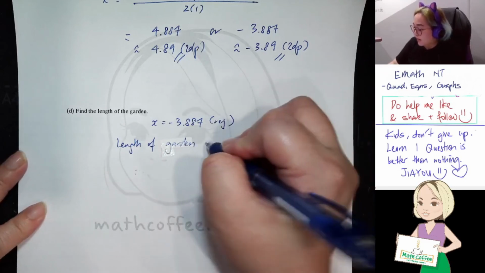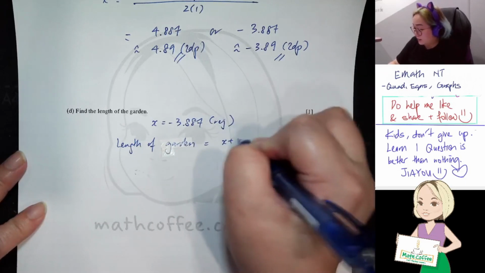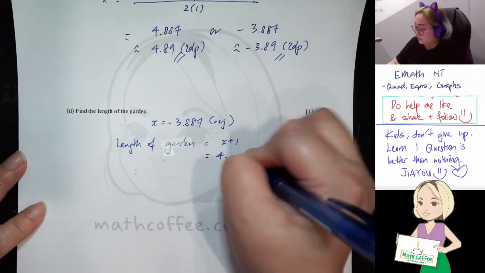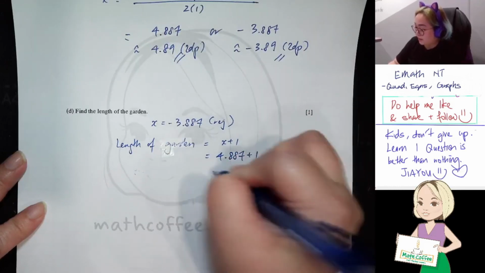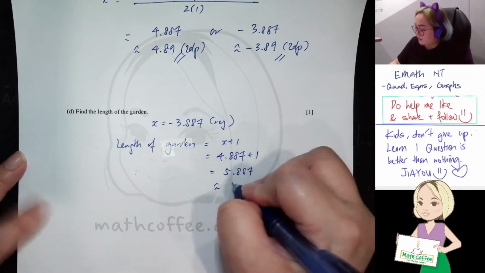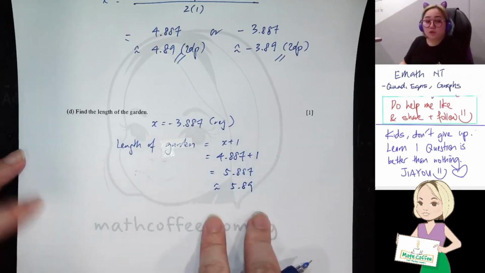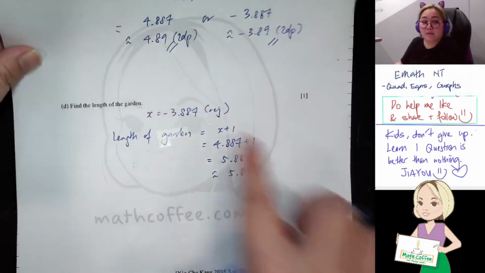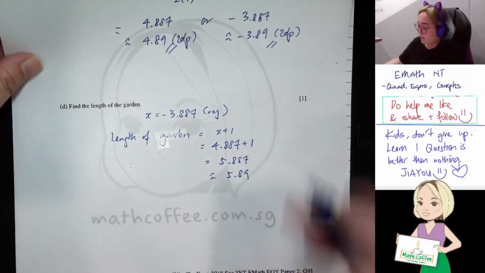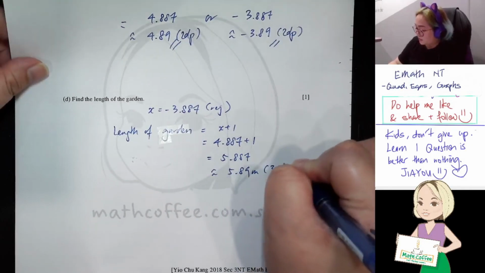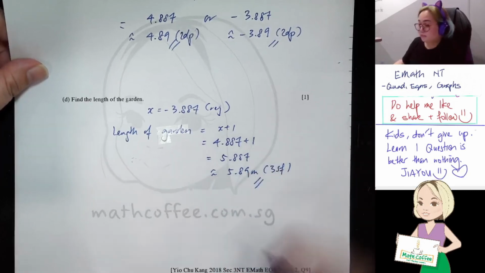So the length of the garden is x plus 1. Therefore, I'm going to just take the 4.887 plus 1. That is 5.887, round it off to 3SF, 5.89. So take note, 2dp is only for the previous part. For this part they never mention anything, so if they never mention anything, we round off by default to 3SF. So 5.89 meter, 3SF. And we are done.